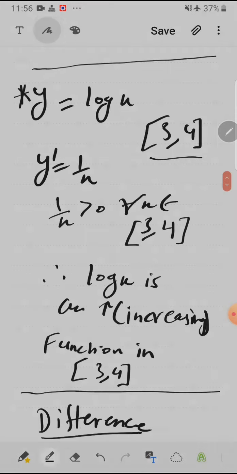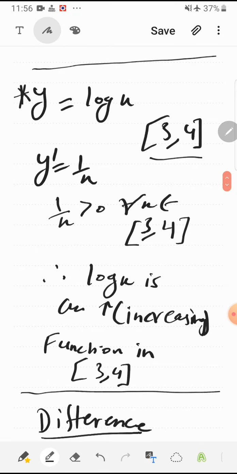Now let us understand this with an example, that y is equal to log x. This is a function. We have to check whether this log x is increasing or not. Now y dash is equal to 1 by x, and as this 1 by x is always positive in this interval, for all x belonging to the closed interval 3 comma 4, we can say log x is increasing.